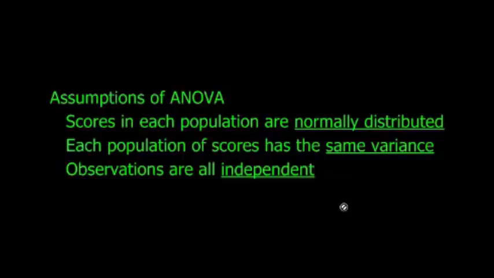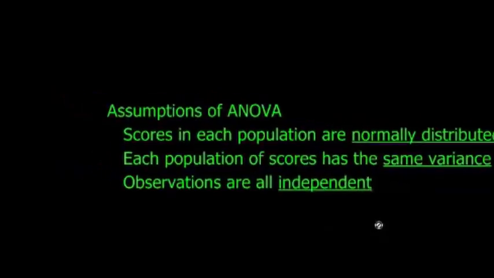One is that scores in each population are normally distributed. Another one is that each population of scores has the same variance, also called homogeneity of variance. And the third assumption is that the observations are all independent. So in other words, knowing something about one observation does not tell you anything about any of the other observations.